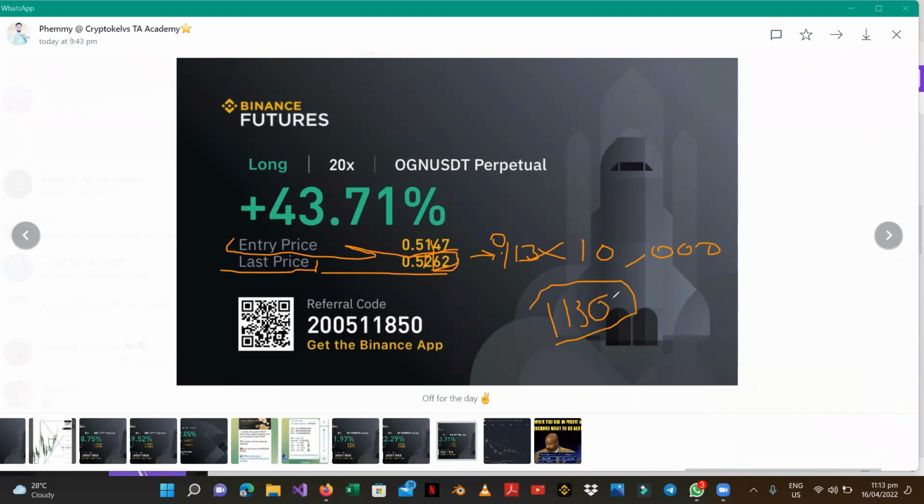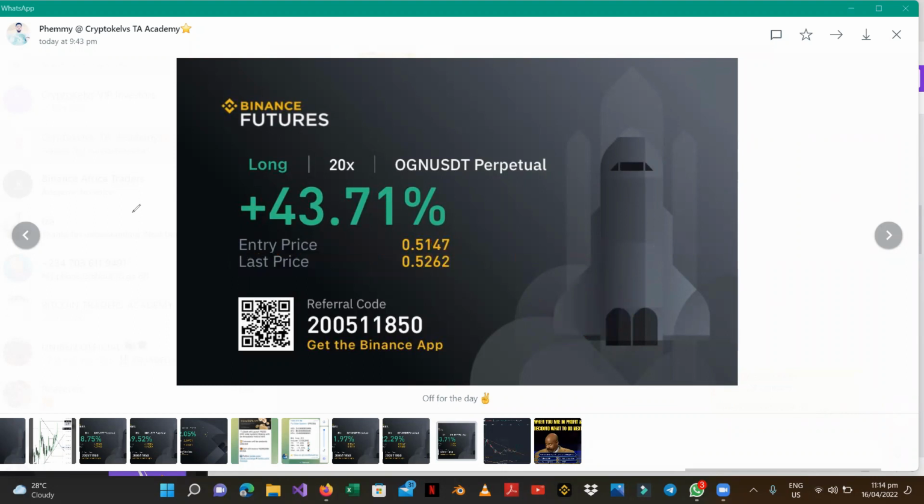I'm not sure because I'm not using a calculator, but let's say he's making either $1,130 or $1,000 or $11,300. If you multiply it with a calculator, you get the accurate profit he has made. So this is how futures operate. That is one of the beautiful things.